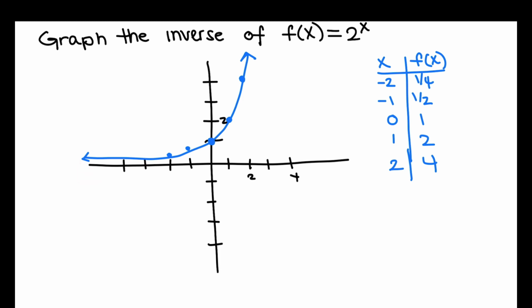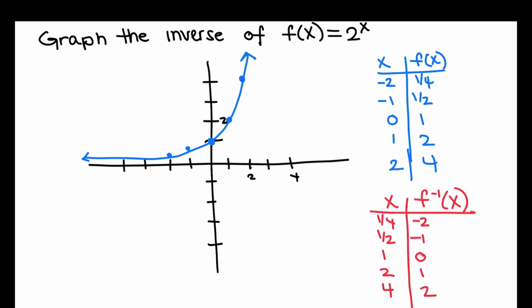Now, because this exponential function is 1 to 1, it passes the horizontal line test, so it must have an inverse function. And to find its inverse, we just switch the x's and y's. So I can create a table of values for the inverse of this function by just taking this table in blue for my exponential function and flipping the x and the y values. So now when x is a fourth, the inverse is negative 2. When x is a half, y is negative 1, etc.